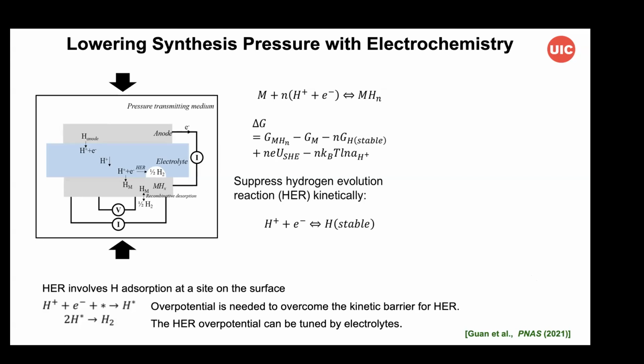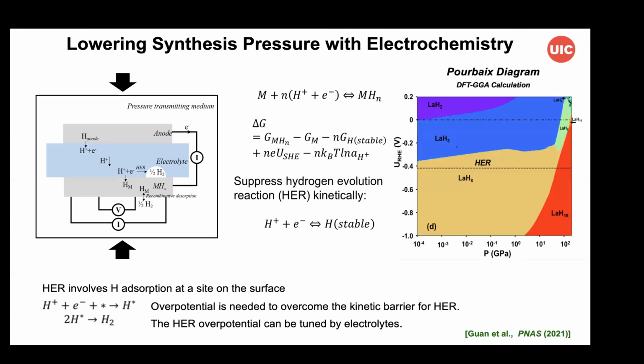And so to do this, one would put basically an electrochemical cell inside a diamond anvil cell and use an overpotential to overcome the kinetic barrier for this hydrogen evolution reaction, and then tune this with different types of electrolytes. This is all theoretical work right now, but it's very intriguing.